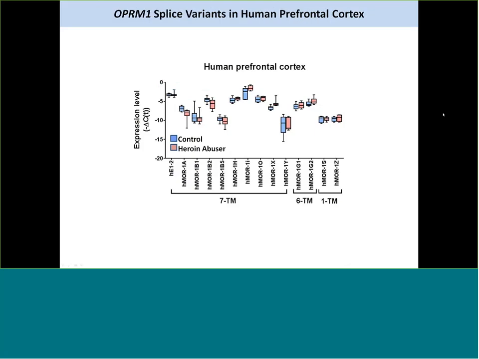These different subtypes are also present in humans. In samples from human prefrontal cortex, we were able to observe a varying abundance of a number of these different receptors, both 7-TM, 6-TM, and single-TM.